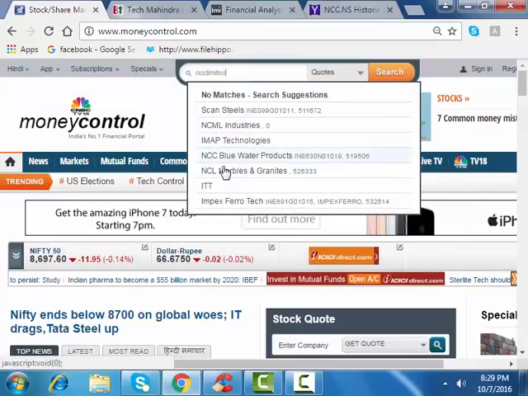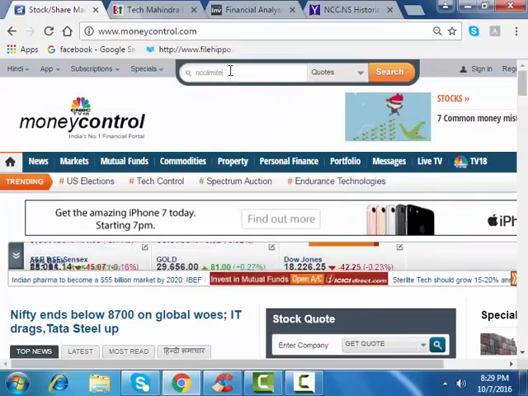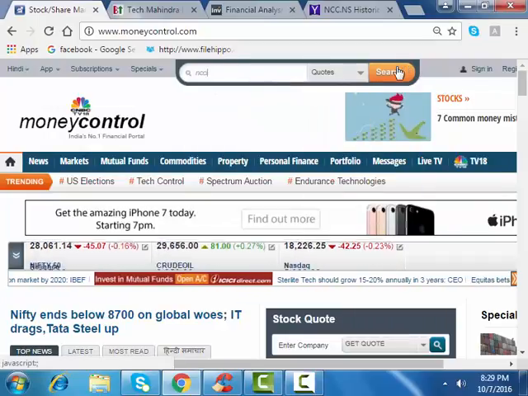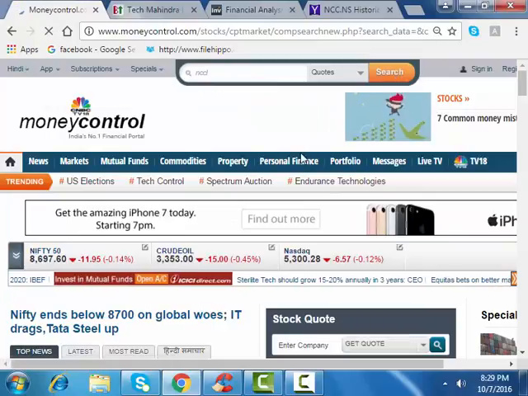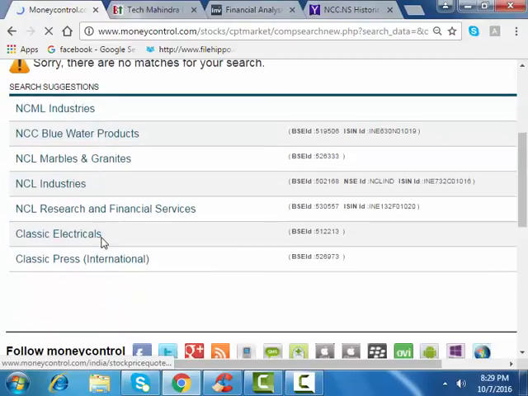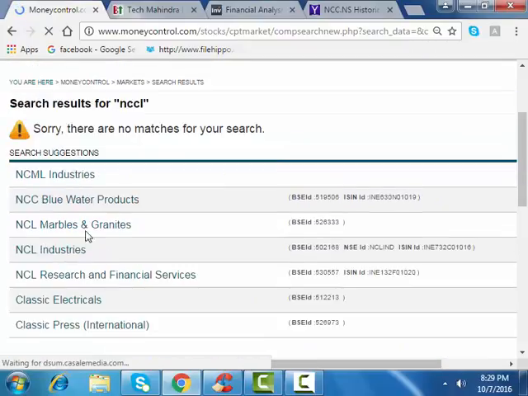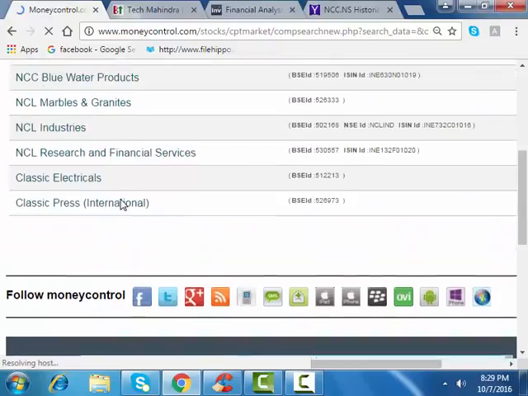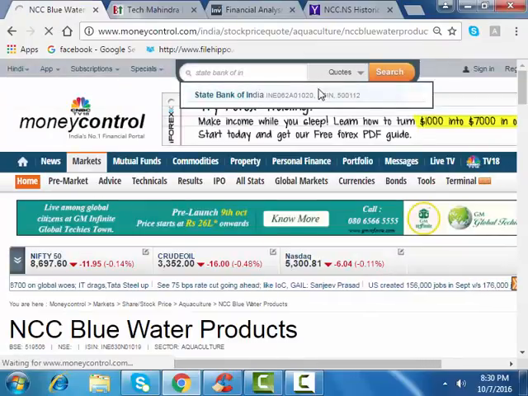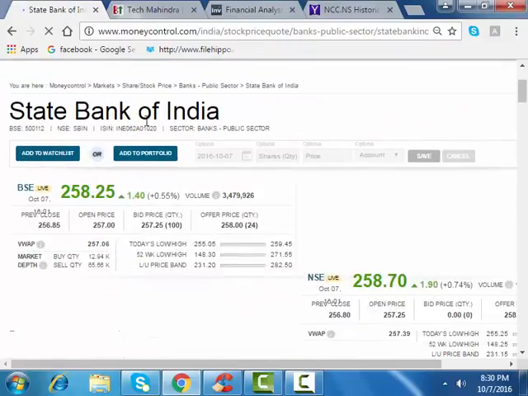We are searching. Wait. Press on the search button. Unfortunately it is not showing. I don't know why. NCML Industries, NCC Blue Water. Okay, we'll search another stock. SBI or SBH. Let's see. State Bank of India. Okay, see, current price 258.